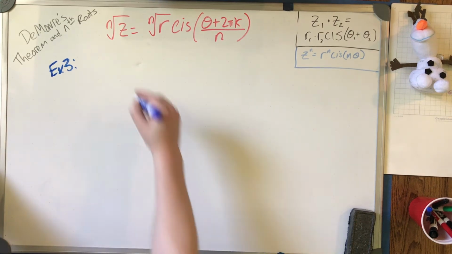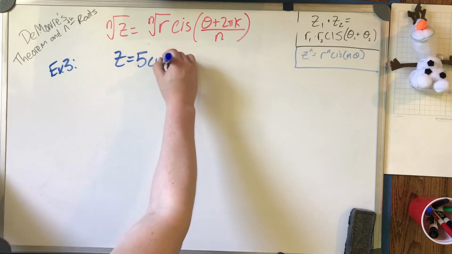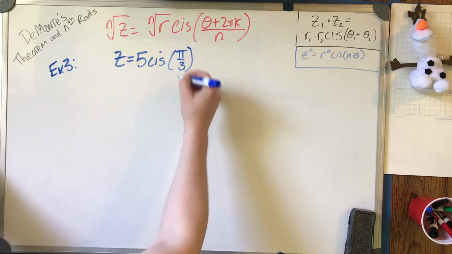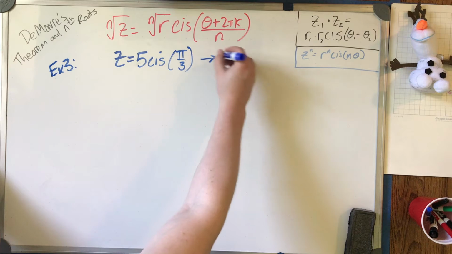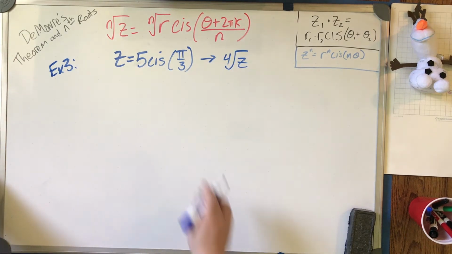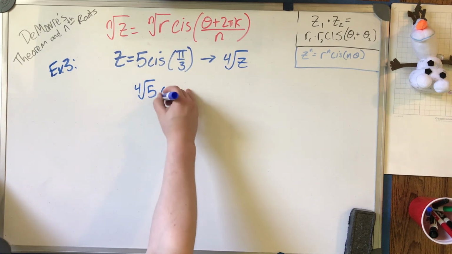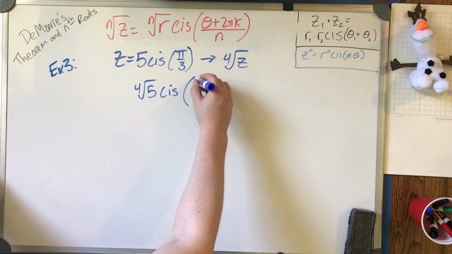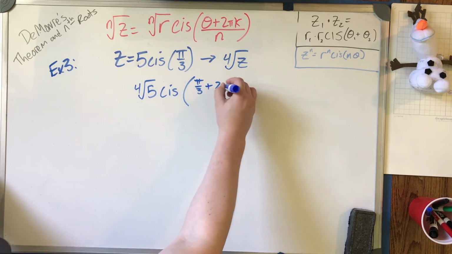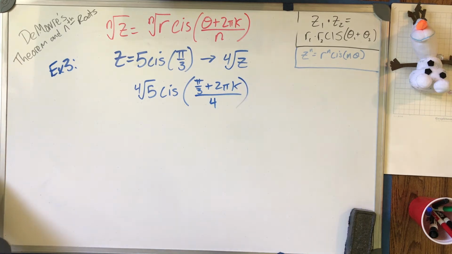We're going to have some z value equals 5 cis pi over 3. And we're being asked to find what the 4th roots of this are. So we want to know what the 4th roots of z are. So the first thing I'm going to do is just plug it into this formula. So I'll have the 4th root of 5, cis, theta is pi over 3, and then plus 2 pi k, all over 4, because I'm doing the 4th root.